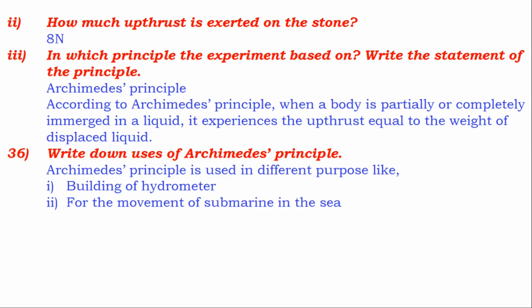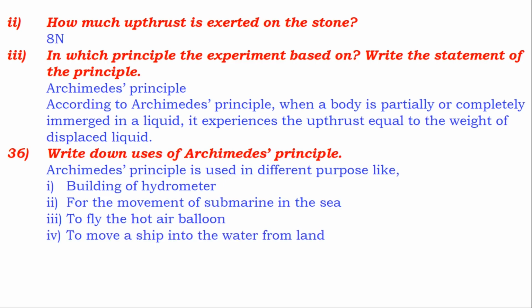Sometimes a submarine has to immerse more, sometimes less, sometimes it comes to the surface, and it uses Archimedes principle. Number 3, to fly the hot air balloon. A hot air balloon can be flown up to a greater height. Sometimes it has to come down, and it also follows Archimedes principle. Number 4, to move a ship into the water from the land. The ship is made outside the water, and it has to be launched into the water, and following the Archimedes principle, it is launched.